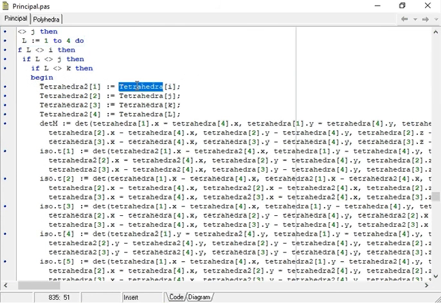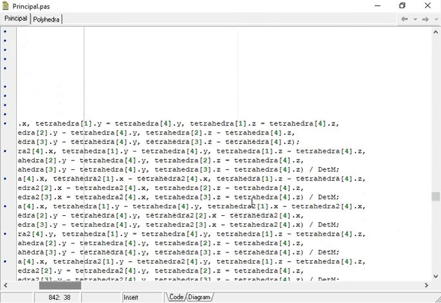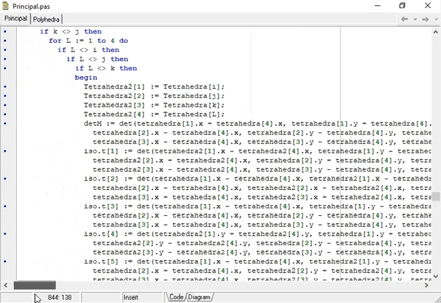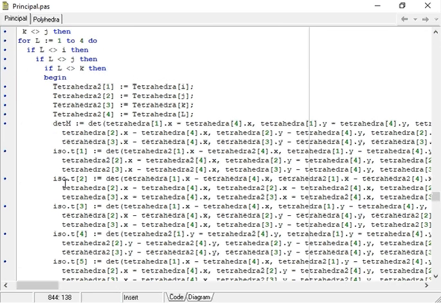We will exchange the tetrahedra 2 by the tetrahedra IJKL, our permutation. And by Cramer's rule, the T is a determinant divided by another determinant. This is done several times.